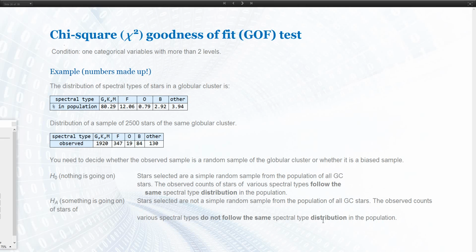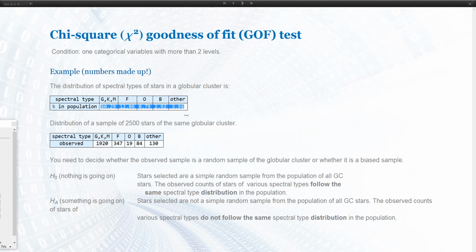Now, let's say we have the following data. Let's say we are interested in, what is the distribution of spectral types of stars in a globular cluster? Let's say this is our population. If we know all the spectral classes of stars in one globular cluster, 1 million stars, let's say.